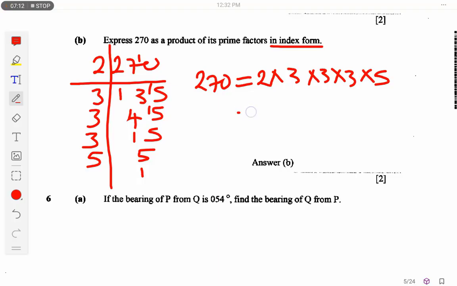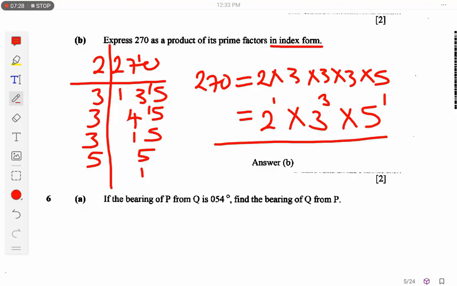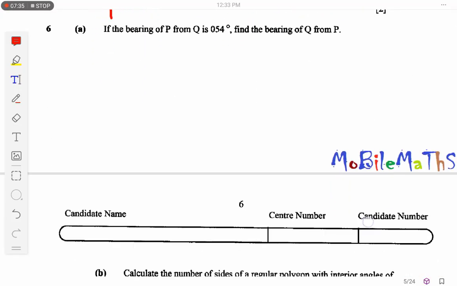In index form, I will now write how many 2's do I have? I have 1, so I say 2 to the power of 1, times how many 3's? I've got three 3's there, so it's going to be 3 to the power of 3. Then times 5, I've got how many 5's? That's 1. So this is the index form of 270 as a product of its prime factors.